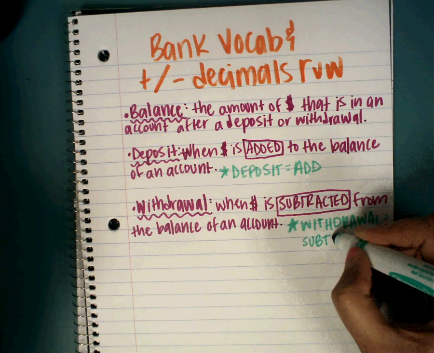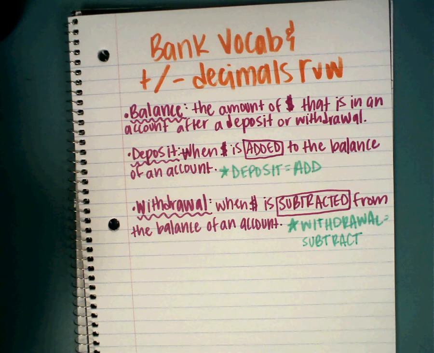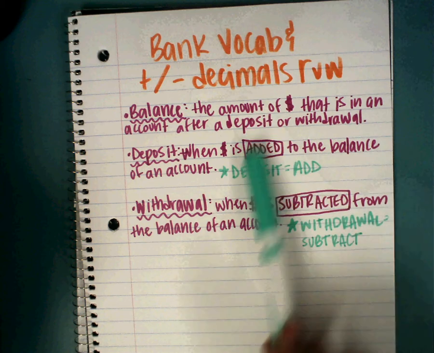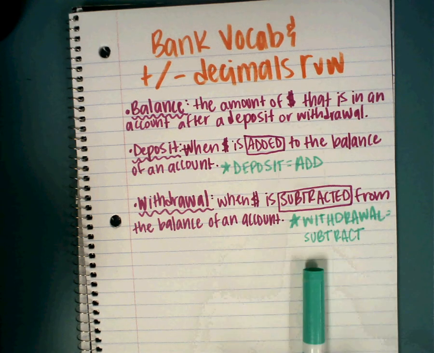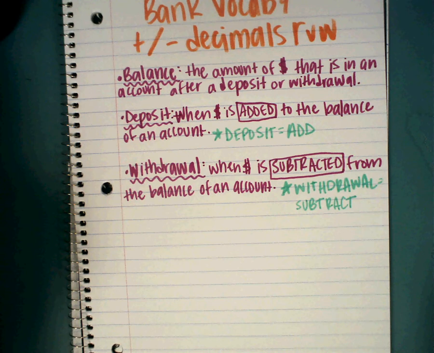Okay? So let's go back to this word balance now. Balance is the amount of money that is in an account after a deposit, so after money is added, or after a withdrawal when money is subtracted. Those words are going to be important in the next day, tomorrow, because we are going to go more into things like profit and fixed and variable expenses.